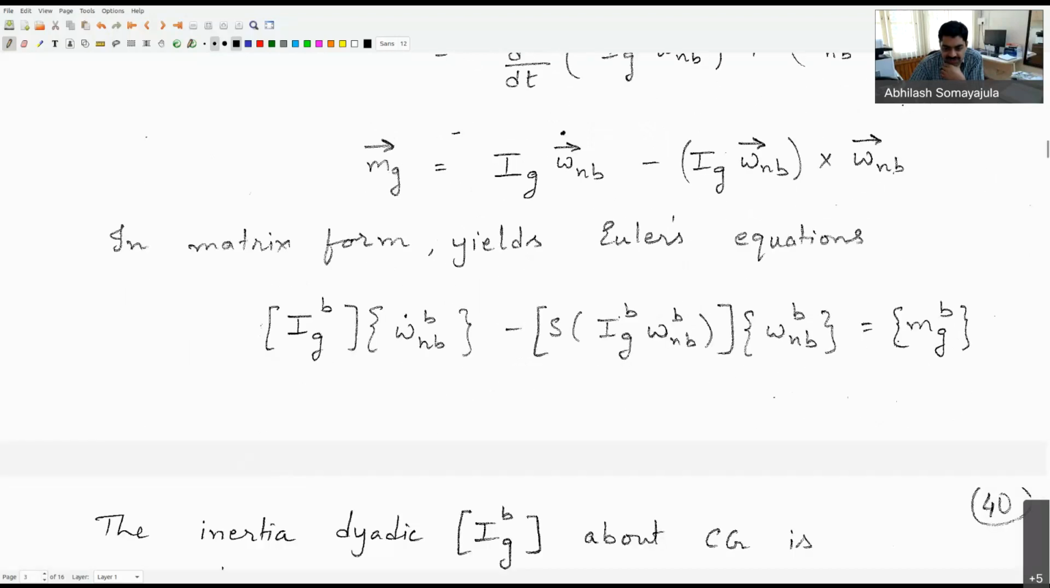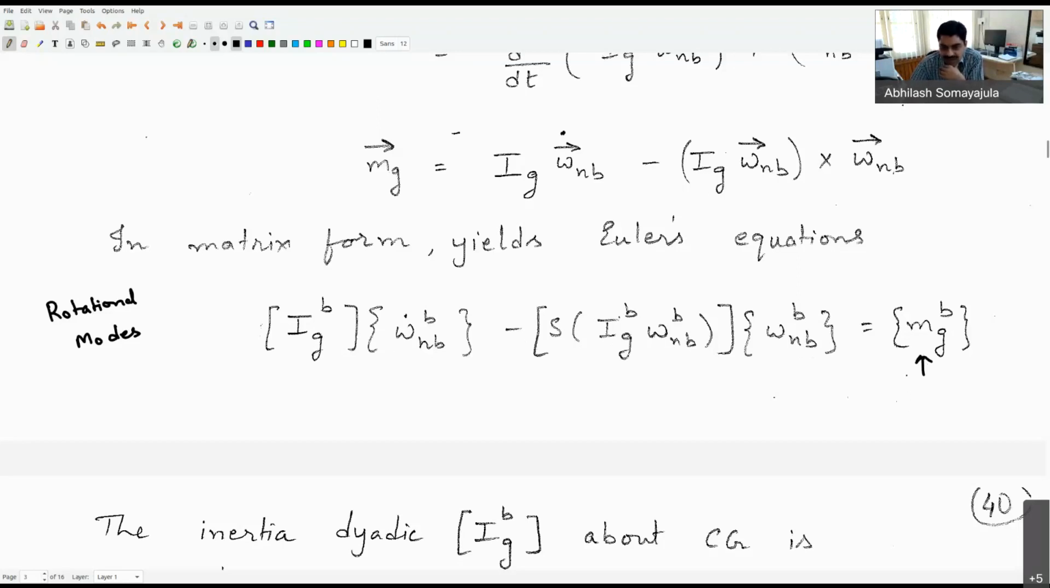So we could put this also into the matrix form, and that yielded this form for the rotational modes, where we have the inertia matrix about the center of gravity times omega dot minus the skew symmetric matrix constructed by this product Ig times omega nb times omega nb, and that gives us the external moment acting on the body about the center of gravity.